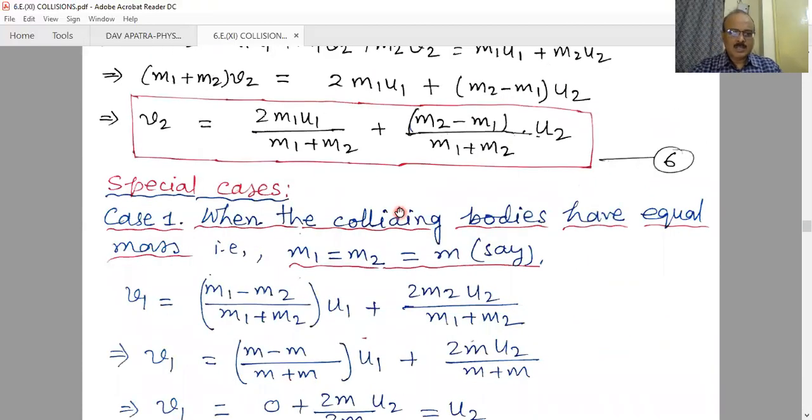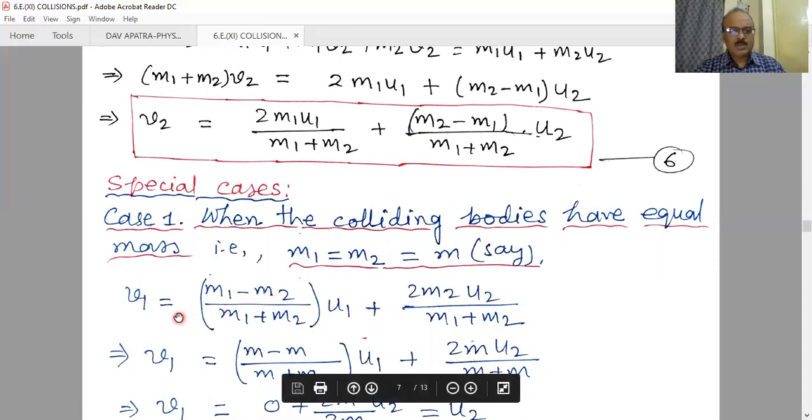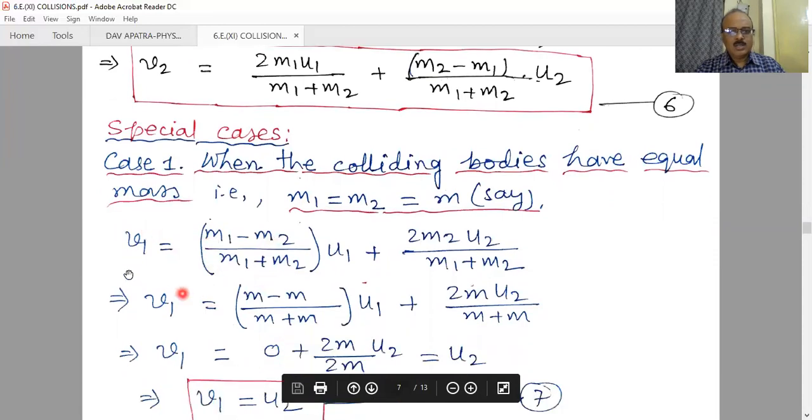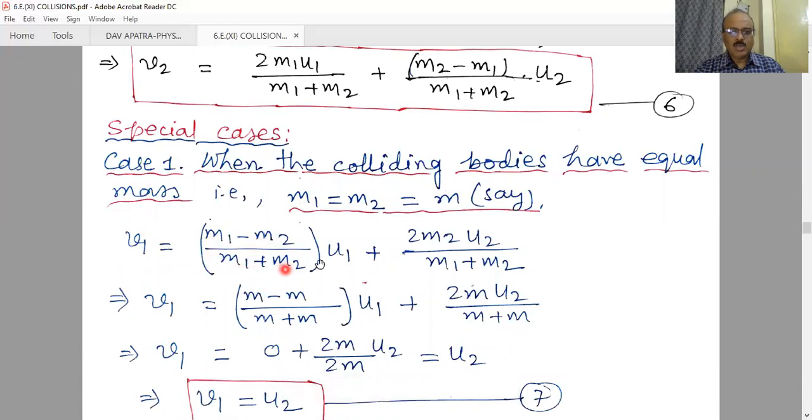Now some special cases. Let us suppose case 1, when the colliding bodies have equal masses, that is m1 equal to m2 equal to m. Let us suppose the mass of each object is the same, and an elastic collision takes place. That means what will be the velocity of A after the collision? That is the first object, and that is v1. We already derived the general formula for v1, that is m1 minus m2 divided by m1 plus m2 whole into u1 plus 2 m2 u2 divided by m1 plus m2.